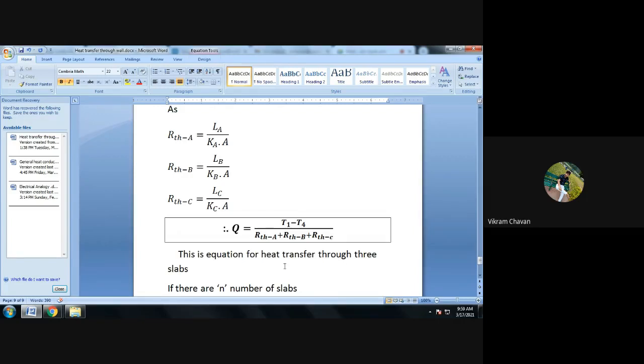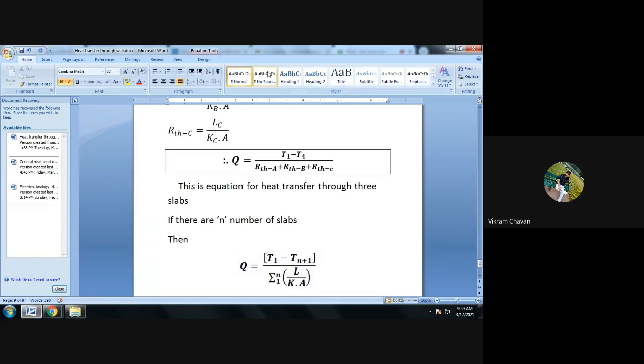Now if you consider that there are n number of slabs, we can modify this equation. With 3 slabs, the temperature difference is T1 minus T4. If there are 5 slabs, then the temperature difference will be T1 minus T6. If there are 10 slabs, then it will be T1 minus T11. So if there are n slabs, then the temperature difference will be T1 minus T suffix n plus 1.